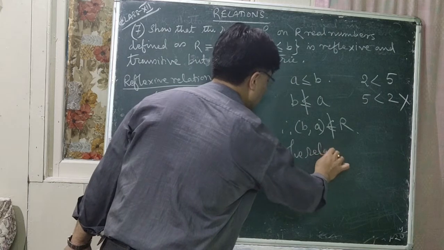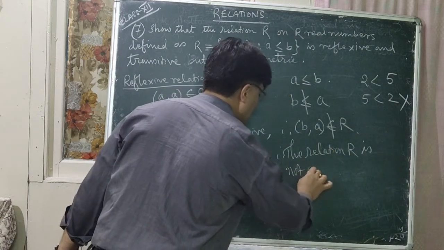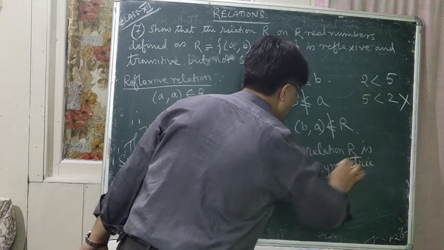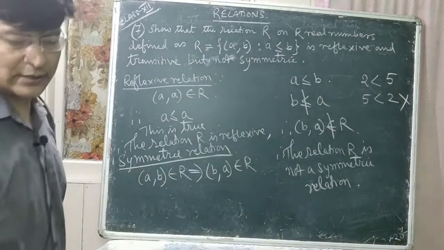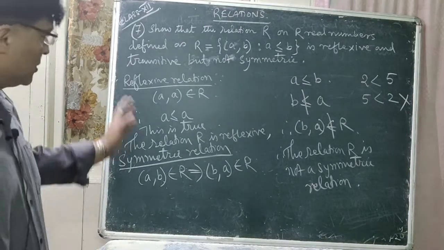Therefore the relation R is not a symmetric relation. I think you have understood it. So you can copy it.